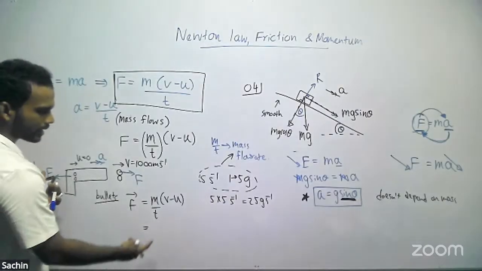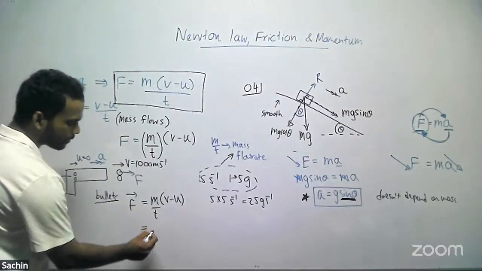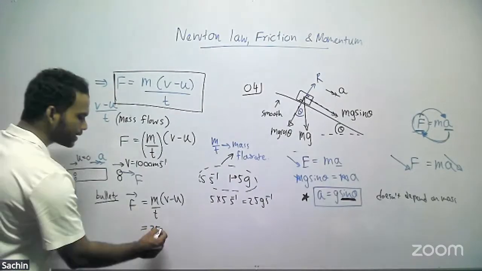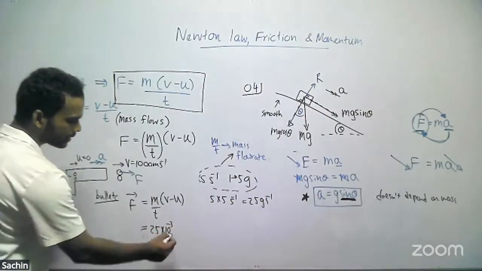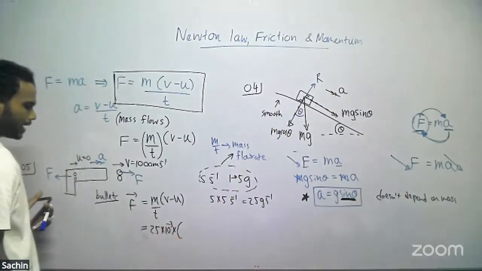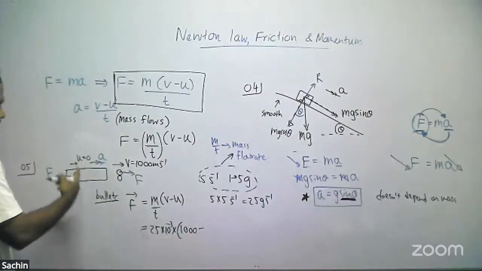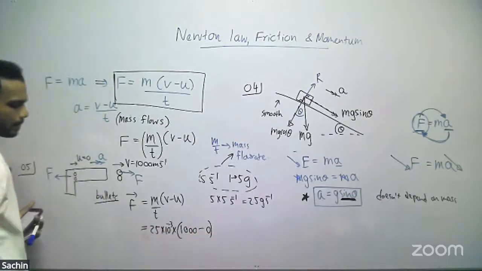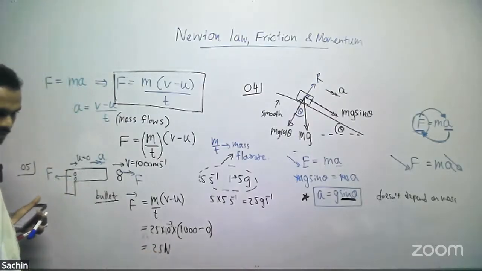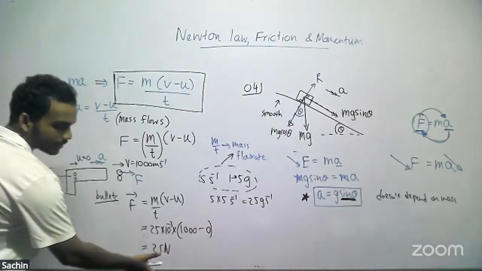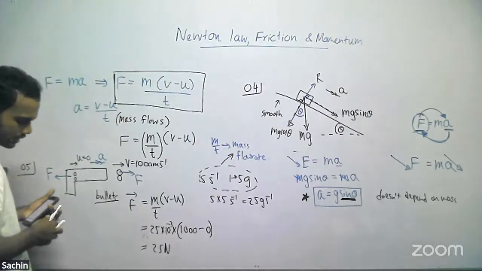Okay, so simply you can now apply that into this equation. The mass flow rate is 25 grams per second. Gram is not allowed, we have to make it kilogram. 25 times 10 to the power minus 3, times the final velocity the bullet gets, 1000, minus the initial one, which is 0. So you can see the force needed to accelerate these bullets is 25 Newton.